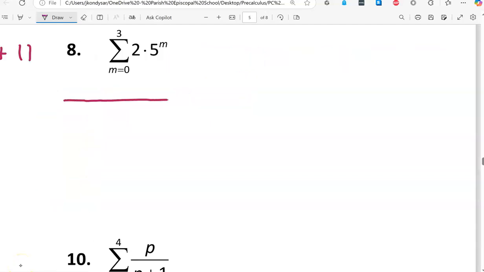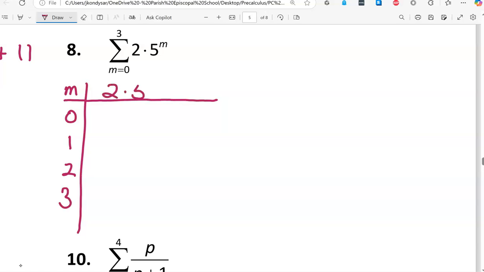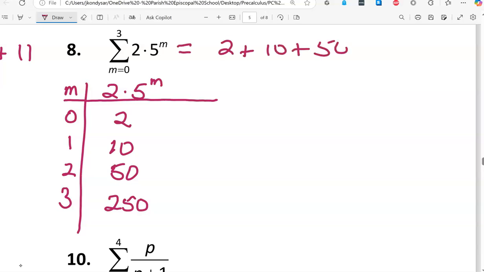In number 8, we can use a table to help for this summation. The index of summation this time is m, and m goes from 0 to 3, so 0, 1, 2, and 3, and the value of the terms are equal to 2 times 5 raised to the m power. If m is 0, the value is 2. If m is 1, 10. If m is 2, 2 times 5 squared is 50, and then if m is 3, 2 times 125 is 250. And so this sums to 2 plus 10 plus 50 plus 250, which is equal to 312.